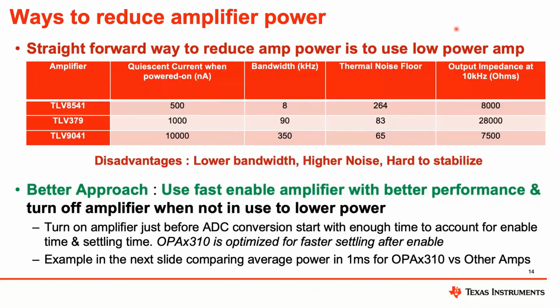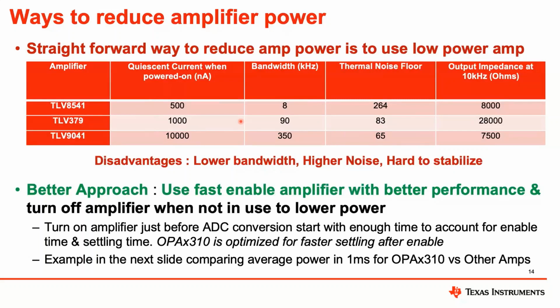So which option to choose actually depends on your application. Please note, when you go with the first option of keeping the amplifier always on, I have listed some low power amplifiers here which have hundreds of nanoamperes of quiescent current. These amplifiers have slightly lower bandwidth, a higher noise, and a higher output impedance as well.